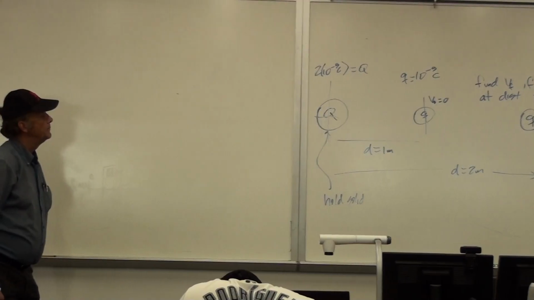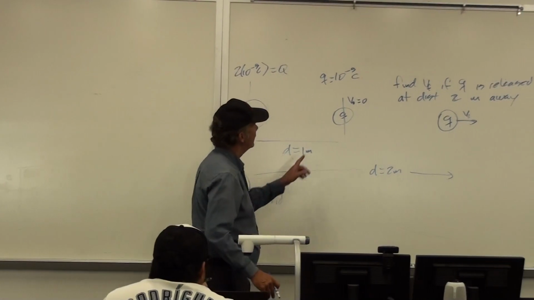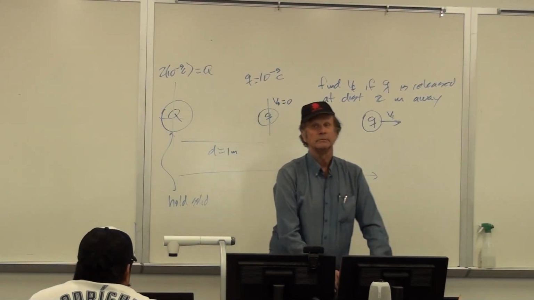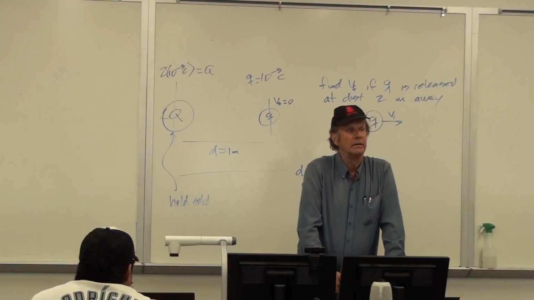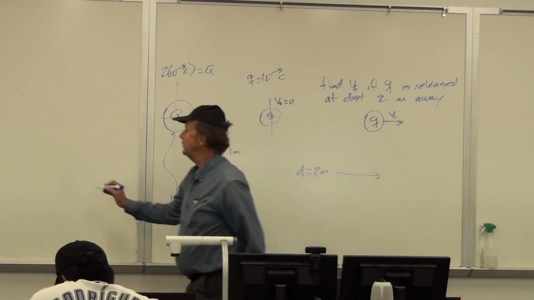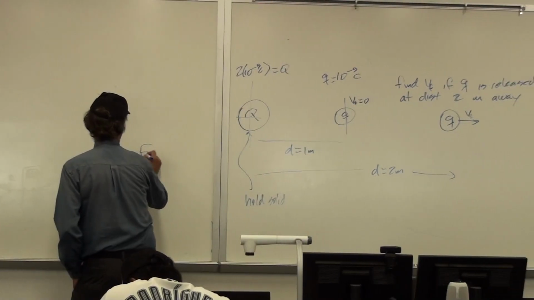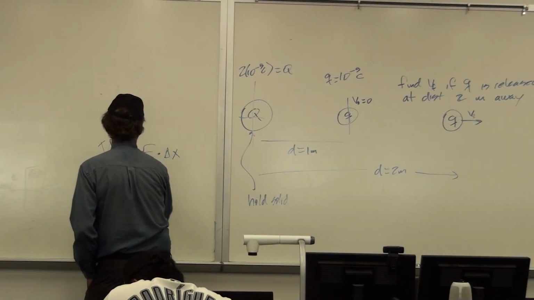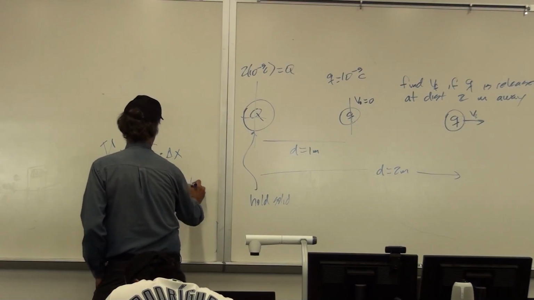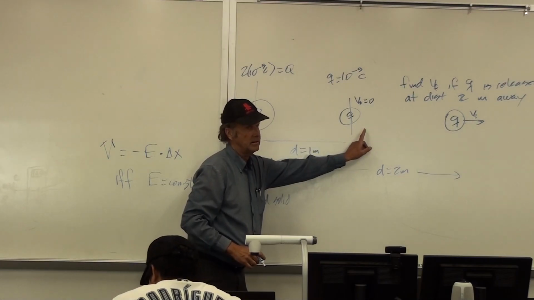You go, well, we could say, well, it's EQ times d. Can we do that? No. Why not? The E is changing. Remember, the voltage V equals minus E dot delta X, but if and only if E is a constant. Not the case here. The electric field is varying as an inverse square law.